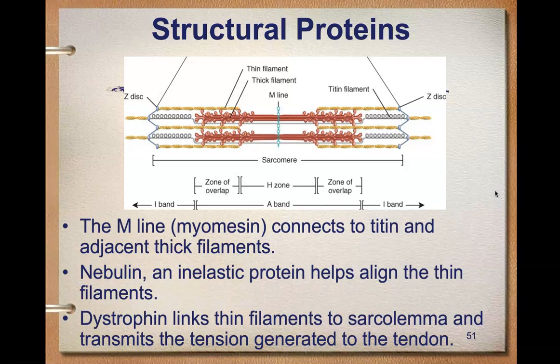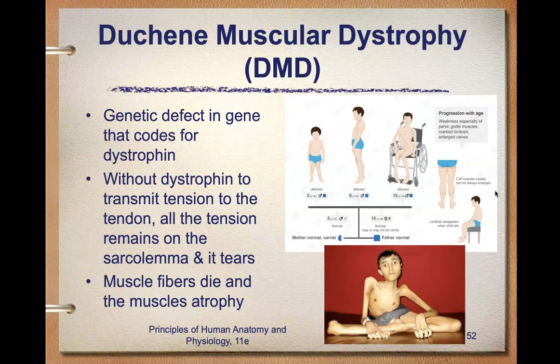So really important. When I say transmitting that tension, remember that tension would be transmitted from the myofibrils and then eventually to the sarcolemma of that muscle fiber and then out to the tendon. So it's a really important protein, and so important that if for some reason you have a genetic defect in this protein, and it's actually an X-linked trait.